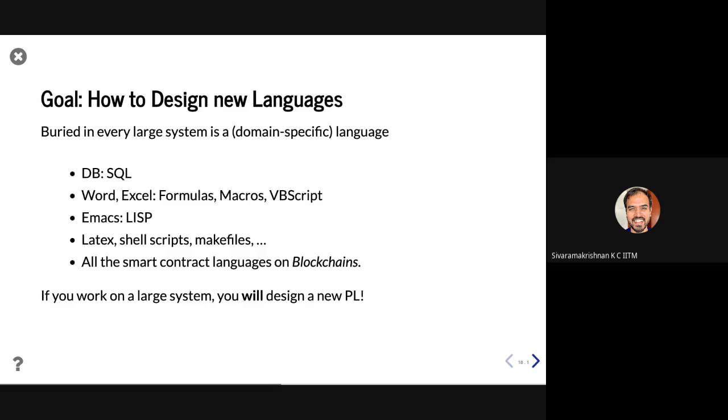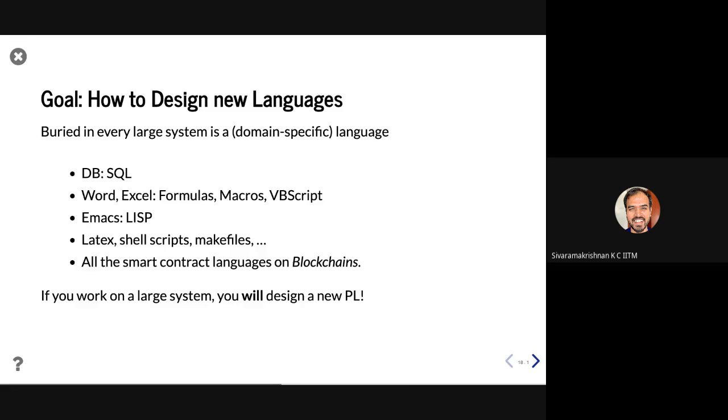Word has all these macro functions. You can write VB script, macros, formulas, etc. Emacs, the editor, has a programming language called Lisp embedded in it. Anything that you do, right, in order to write shell scripts or makefiles to build your files, or LaTeX to write your PDF, they're all programming languages. Now this whole fad with blockchains, right? All of these blockchains have smart contract languages embedded in them.